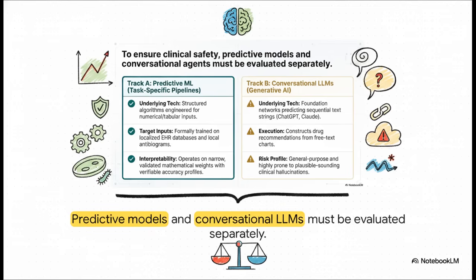Now, Track B involves conversational large language models, or generative AI. Think ChatGPT. These are foundation networks predicting sequential text strings. They are general purpose, and most importantly, they are highly prone to generating plausible-sounding clinical hallucinations.